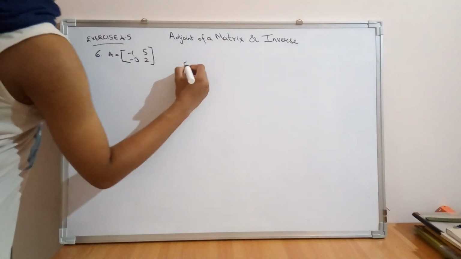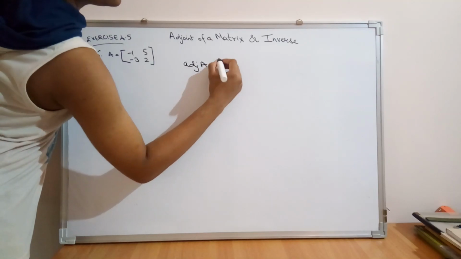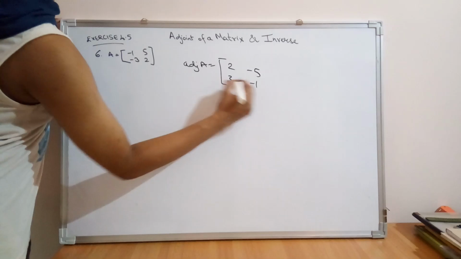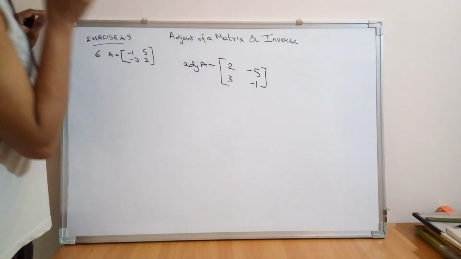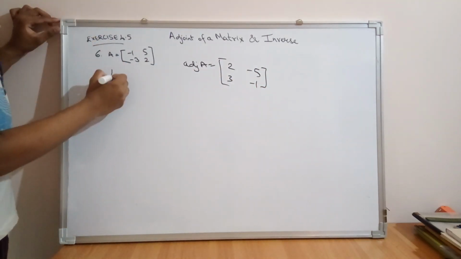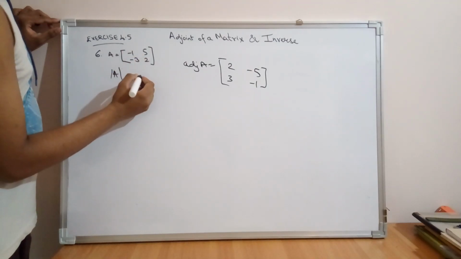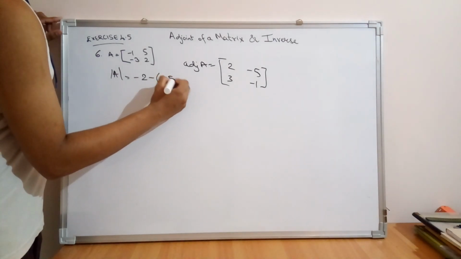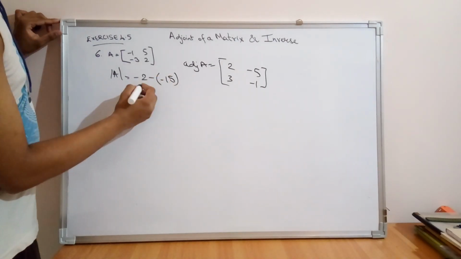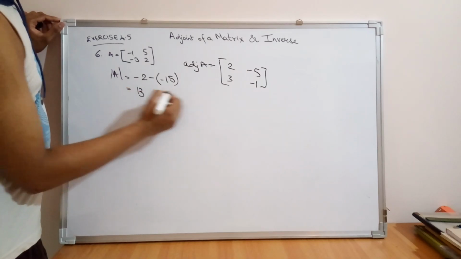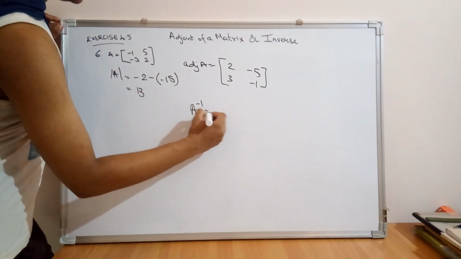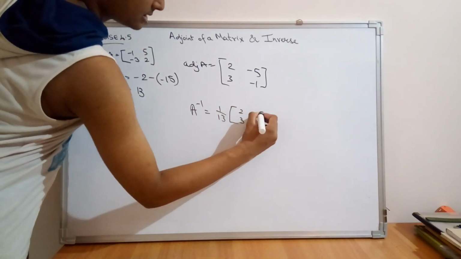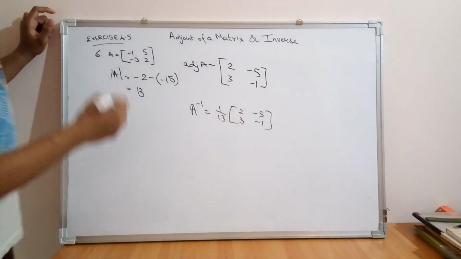So it is adjoint of A. Adjoint of A, we need to just interchange this. This is going to be 2, here minus 1, here minus 5, and here 3. That's all about the adjoint of this. So what was the determinant of this: minus 1 into 2, that is minus 2, minus of minus 3 into 5, that is minus 15. Therefore it is equal to 15 minus 2, that is 13. Therefore A inverse is equal to 1 by 13 into 2, 3, minus 5, minus 1. This is all about the 6th question.